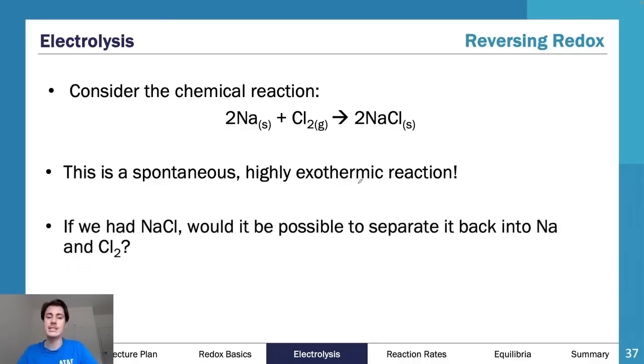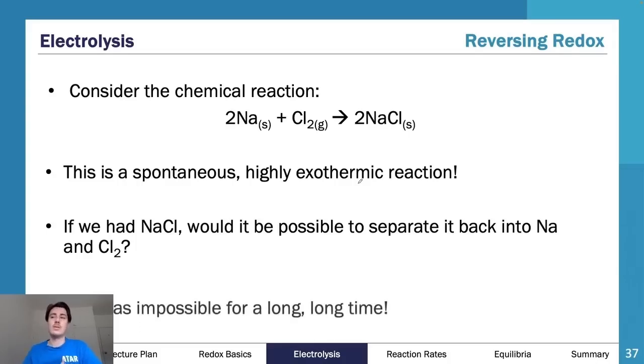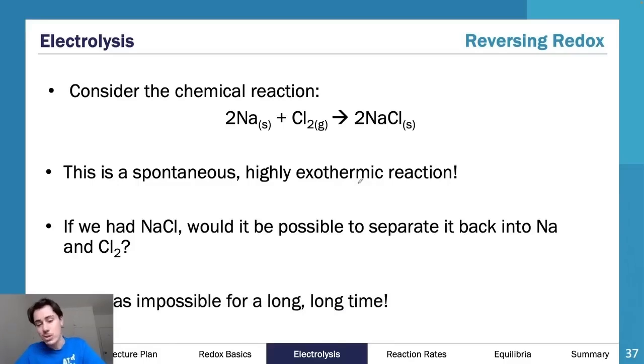Now, what if we had NaCl and we wanted to separate it back? NaCl is really common. It's just table salt. It's everywhere. How do I convert it back into these two products? For a very, very long time, this was impossible. We never knew how to do this. We sat there and thought, I don't think there's a way to do this. We know how to create it, but to go the other way is way too hard and far too dangerous. It was an issue we had for a very, very long time.